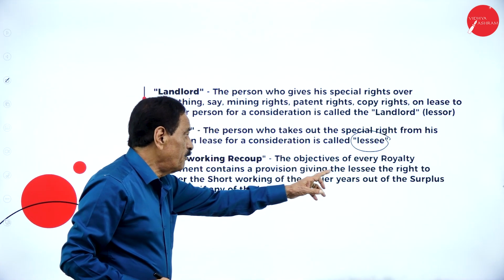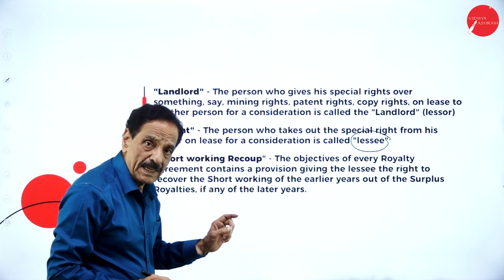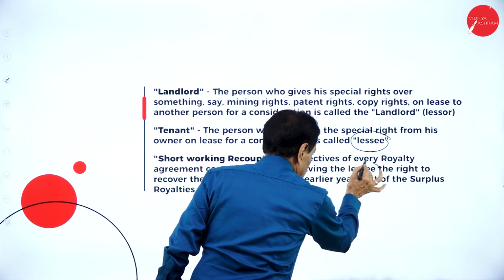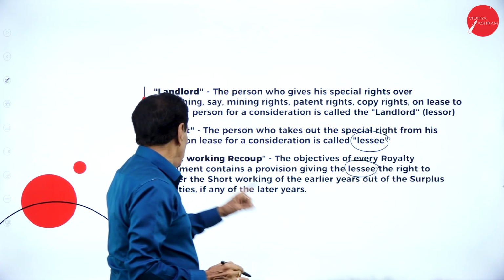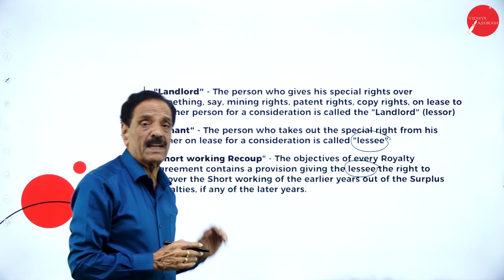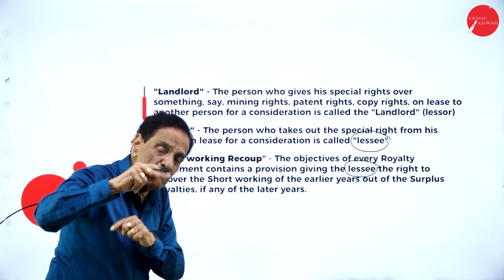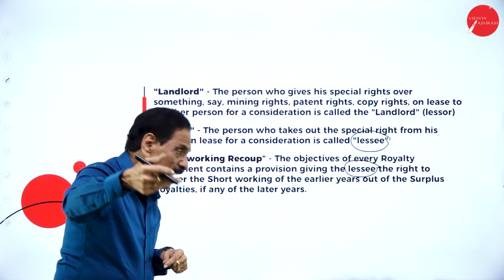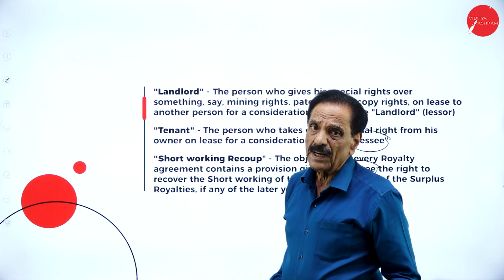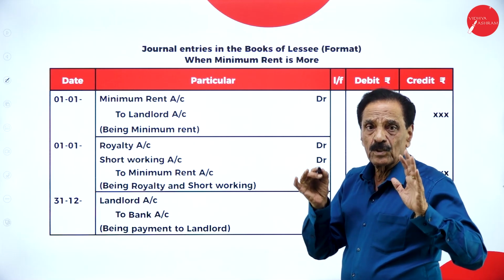The objective of every royalty agreement is to contain a provision giving the lessee the right to recover the short working of the earlier years, which can be recovered in the later years out of the surplus of the royalty. Hope you understand. Then, what are the entries to be passed?